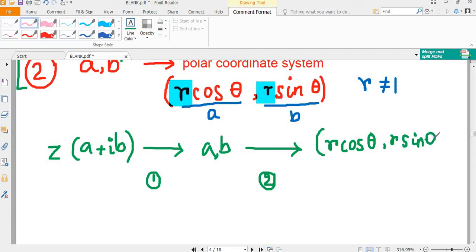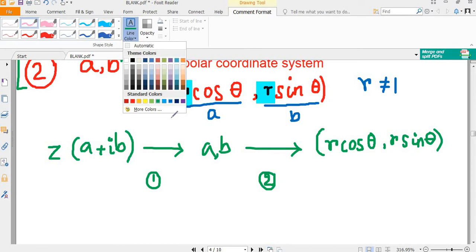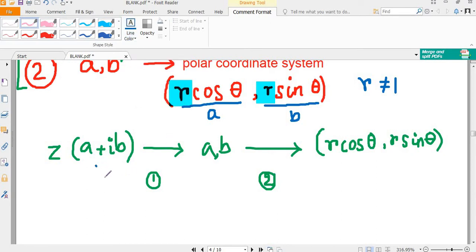Now, we are going from a complex number to a point in space, and from a point in space represented in the form a comma b to the polar coordinate form r cos theta, r sin theta. So if we want to make a shortcut, what can we do? We can directly move from this point to this point. Can we not do that?